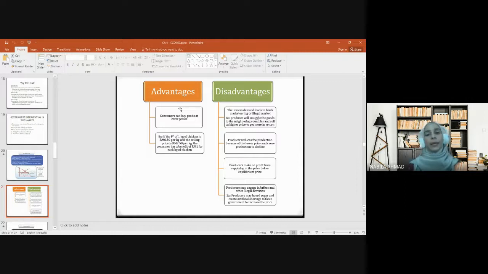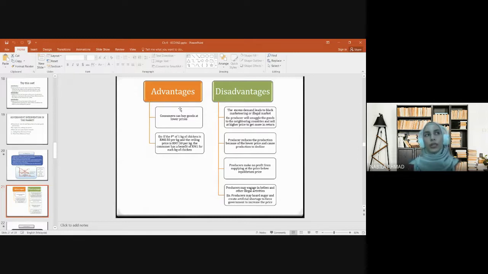Itu kebaikan, tetapi ada keburukannya, disadvantages. So the first one, bila harga barang terlalu rendah, dia akan merugikan producer. So what producer will do is that producer akan engage in illegal market. Contohnya, dia jual kat Malaysia, dia tak dapat untung, so dia seludup ke luar negara. So they will smuggle the goods to the neighboring country and sell the goods at much higher price. So bila dia jual lebih mahal di negara luar, dia dapat untung. Tapi berlakulah masalah shortage di dalam negara Malaysia.